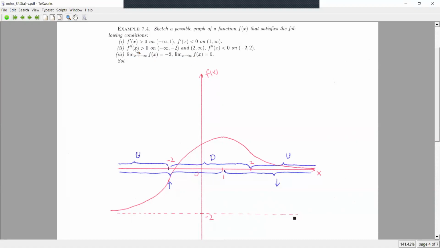And also the second derivative is greater than 0 on this interval, 2 to infinity. So 2 to positive infinity, the curve is also concave up. Second derivative greater than 0, concave up.